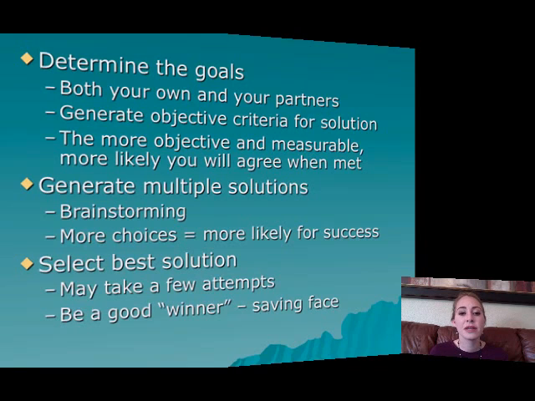And then select the best solution. Sometimes it's not the first attempt. Sometimes you think it's going to work out and it doesn't. So then you go with plan B. Be a good winner. In other words, we talked about how do we define saving face? What does that mean? What does that look like? Be a good winner. Save your own face. Help the other person save face. Whatever that best solution is.